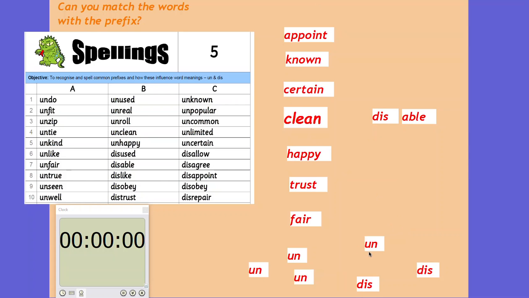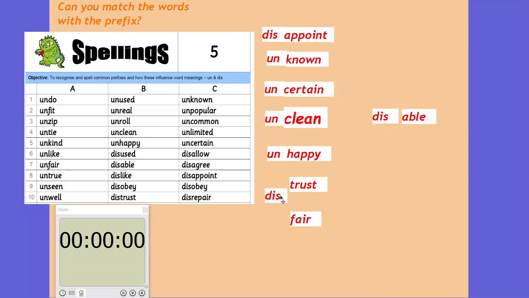So first of all, we've got disappointment. So disappointment, we've got the root word and the prefix. The prefix goes at the beginning of a word. Unknown, this word is unknown, it's not known. Same with certain. Uncertain means not certain. Okay, and then we will see here unclean. That is a word for group B, unclean, not clean. Okay, and then we have unhappy, exactly the same, means not happy.